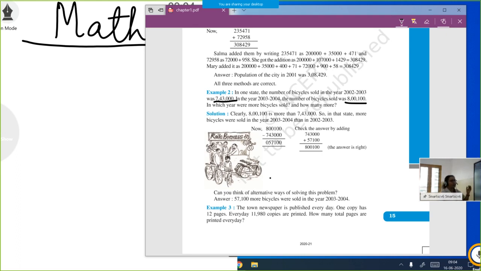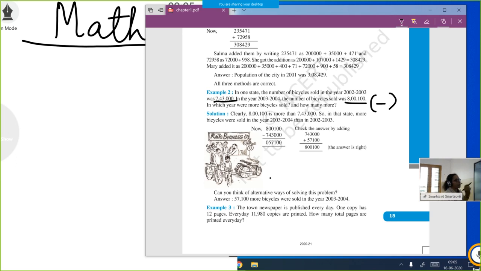So whenever you want to find how many more or how many less, what you will do, children? We had to do subtraction. We had to do subtraction in bracket of the question. Teacher wrote subtraction sign. Okay? Because in the year 2002-2003, they sold 7,43,000 bicycles, and in the year 2003-2004, they sold 8,100,000 bicycles. So which year they sold more bicycles and how many more?